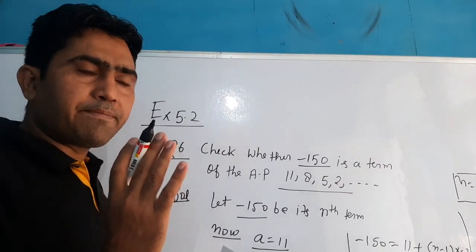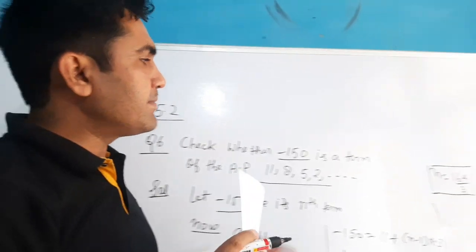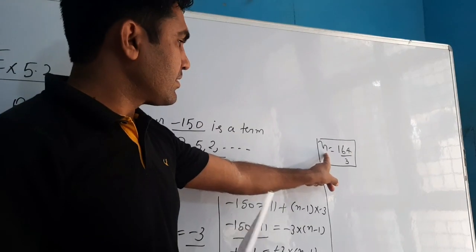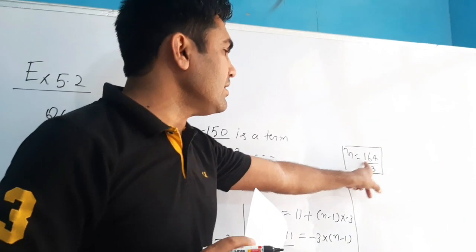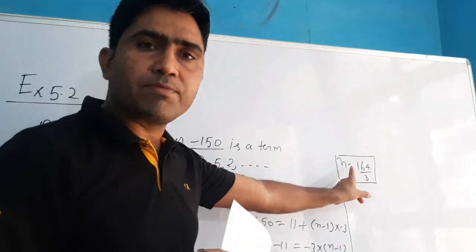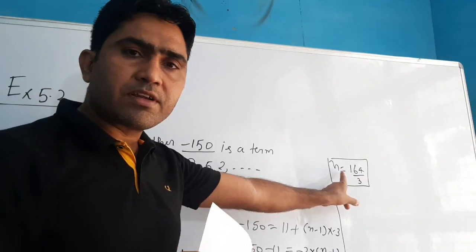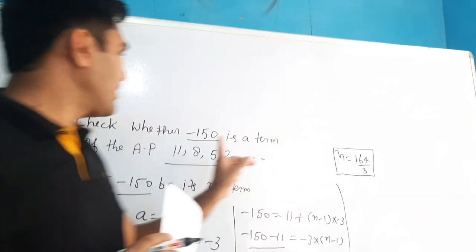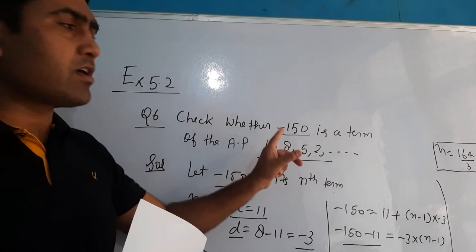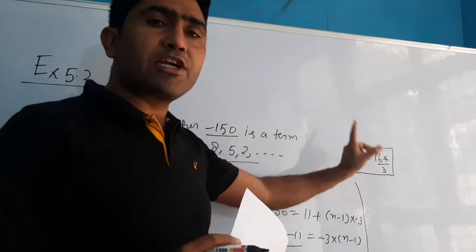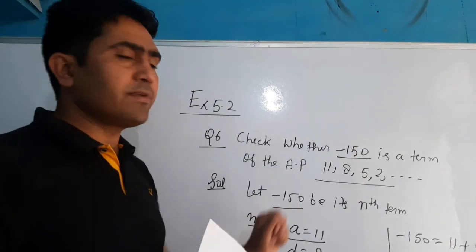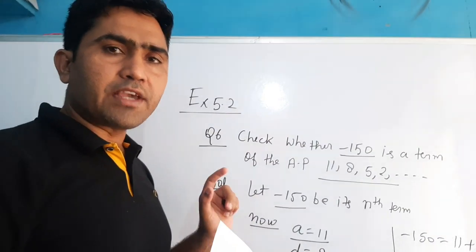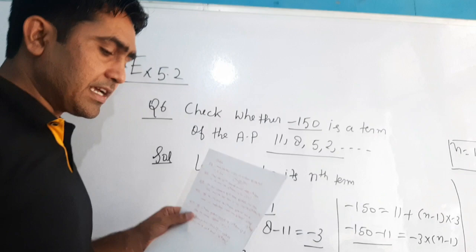देखिए AP का टर्म तभी होगा जब n की वैल्यू नेगेटिव नहीं होनी चाहिए, और ये सीधा मतलब this should be a natural number. ये एक नेचुरल नंबर होनी चाहिए, तभी ये एपी का टर्म होगा, नहीं तो टर्म नहीं होगा. अगर वैल्यू फ्रैक्शन में आती है मतलब नेचुरल नंबर नहीं होती है तो फिर वो टर्म नहीं होगा. तो this minus 150 will not be the term of this AP. Now we will discuss the next question.